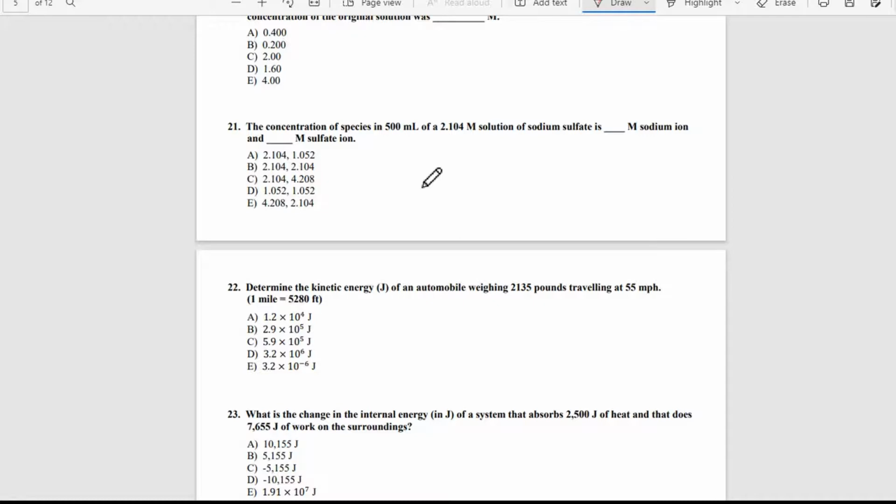What is sodium? And what charge does it have? Positive 1. Yep. And what is sulfate? SO4. And what is the charge of sulfate? Yeah, 2 minus. All right, so what's the formula for sodium sulfate? Yeah, Na2SO4.